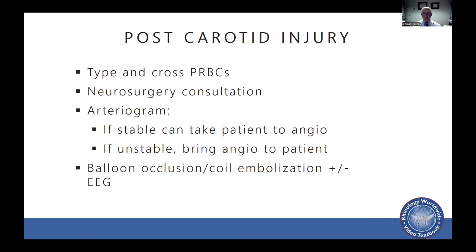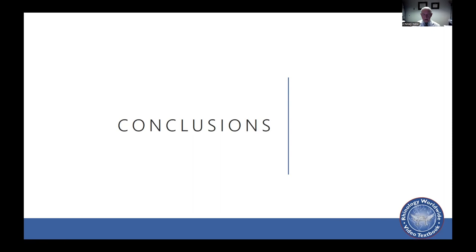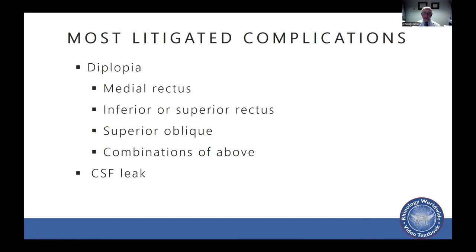Post-carotid, certainly you want to type and cross. Your neurosurgeons are involved. The arteriogram with possible embolization and occlusion is something that is so important, and this is where your neurosurgical colleagues are so helpful. If you look at litigated complications, the most common complications today are diplopia, mainly with the medial rectus. However, injury to the inferior or superior rectus muscles has occurred, the superior oblique, combinations of the above. CSF leak is something that also can be litigated, but not as much as the diplopia. And blindness, fortunately, is not seen too often today, but still is something that needs to be considered.